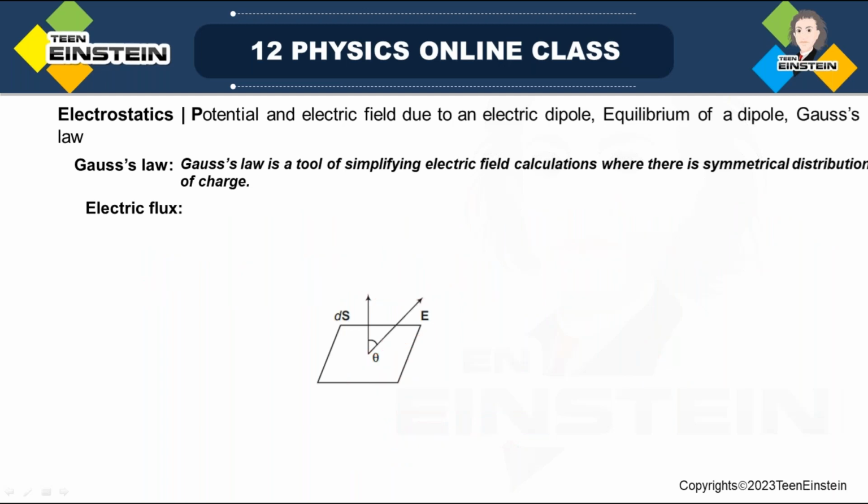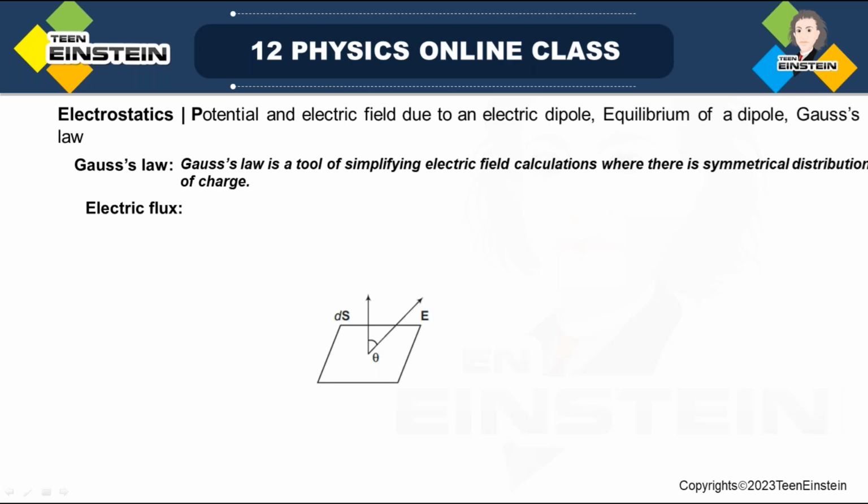Now, electric flux, as I said, is the number of field lines passing through a surface, and the surface through which it is passing should be perpendicular to the direction of the field. So the area has to be perpendicular to the direction of the field.